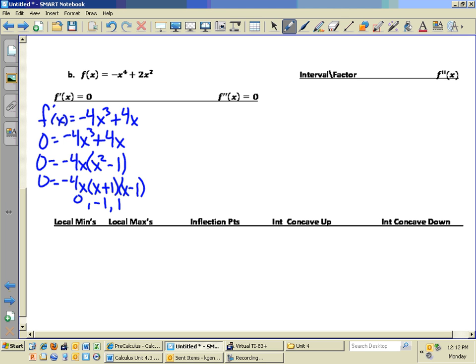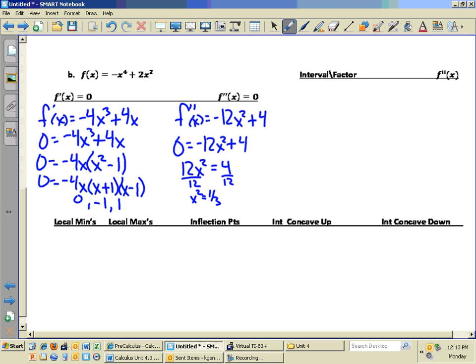F double prime of x is equal to 0. What is F double prime of x? Maybe negative 12x squared plus 4. So if I solve for that, I get 0 equals negative 12x squared plus 4. 12x squared equals positive 4, divided by 12. X squared equals 1/3. So x is equal to plus or minus the square root of 1 over 3.